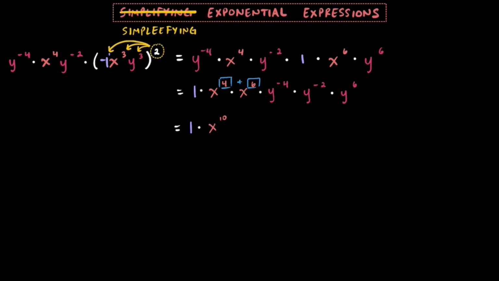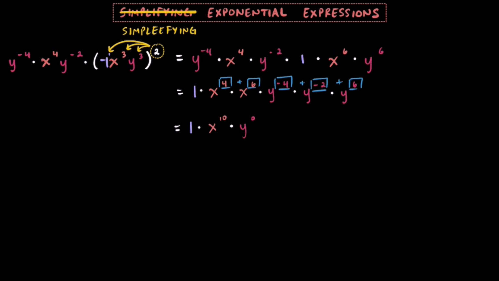And then for the y's, we can multiply these all together because they have common bases of y. And when we do that, we're going to add their exponents. So -4 plus -2, that's going to be -6. And then -6 plus this positive 6 is going to be 0, so this is going to end up being multiplied by y to the 0th power.